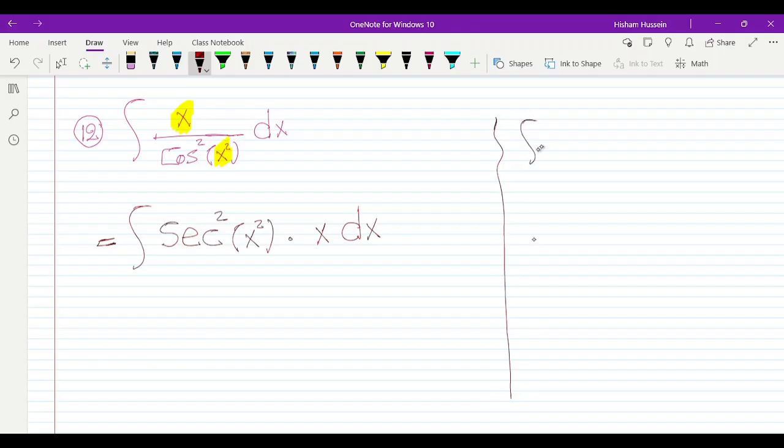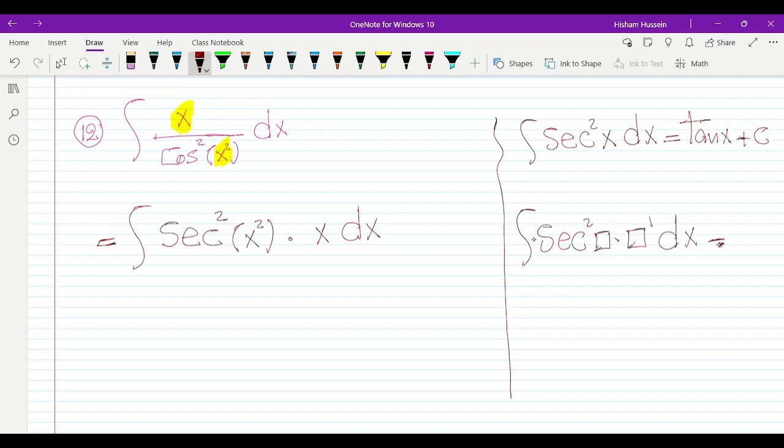As we know, the integration of sec squared x dx is tan x. But what if we have the integration of the sec squared function times the derivative of its inner function dx? This will be tan of the function plus c. So here we need the derivative of x squared, which is 2x. Just multiply by 2 and divide by 2 to say that the integral of this function is half tan x squared plus c.